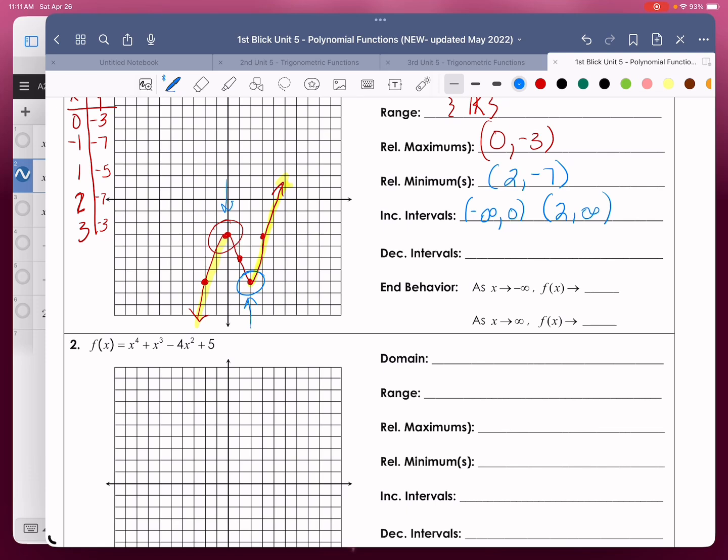Now that interval in the middle where it is decreasing, right here, we're going to put that down here where it decreases, and that's from 0 to 2.